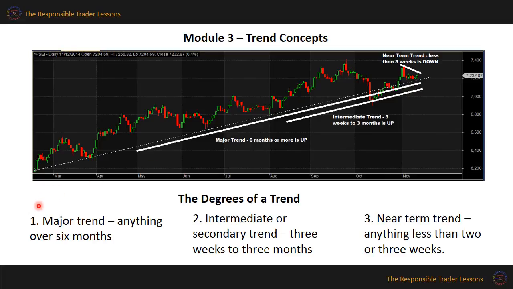Let us now go to Module 3, Trend Concepts. A trend is the core of all of technical analysis. Knowing the trend gives you an edge in your trading. Most of the time you want to be trading in the direction of the trend. I have often heard and read the trend is your friend until it ends, or the trend is your friend until it bends.